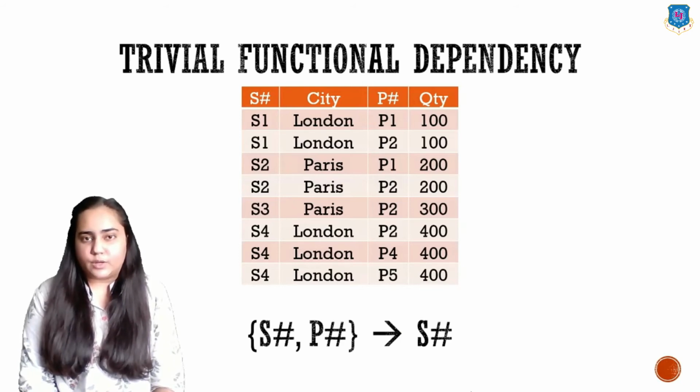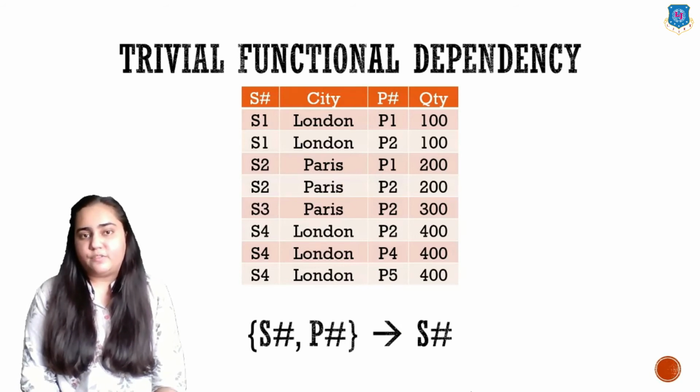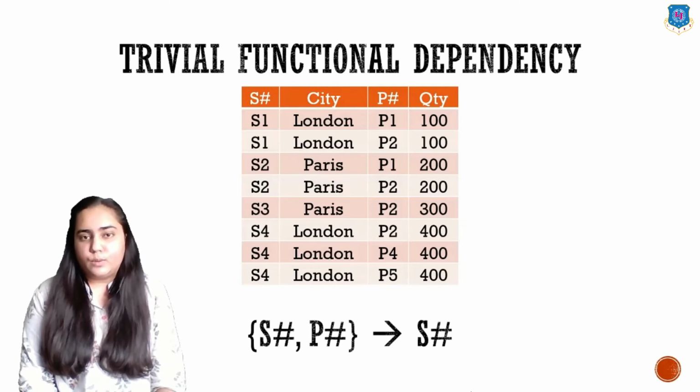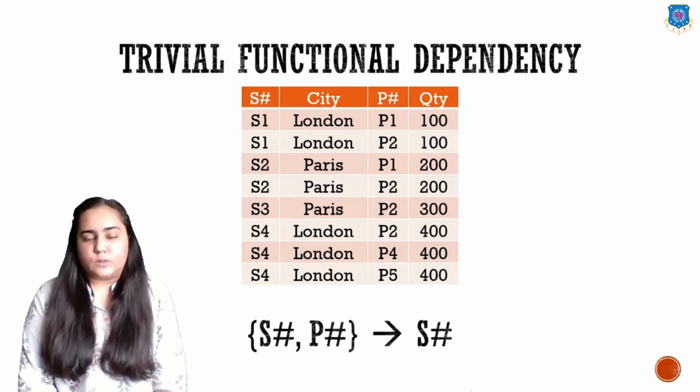So that is how this thing works. Now, if you look at the table, this is something very simple to understand: if you take any pair of S hash and P hash, it is going to give you a unique value of S hash. For example, if I take S1 and P1, then the supplier is S1, and that's so easy to tell. If I ask you, for a combination of S1 and P1, who is the supplier? Your answer will be S1. Even the question itself sounds absurd because I'm already giving you the answer and then asking you a question. So that's why this is a dependency that does not matter.